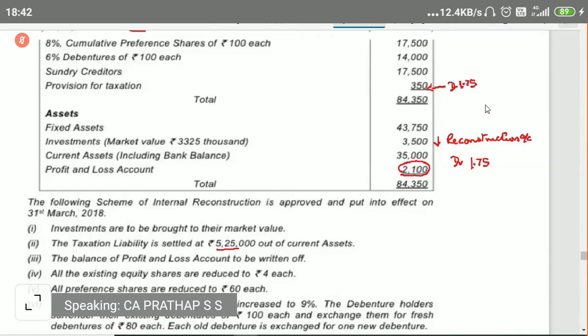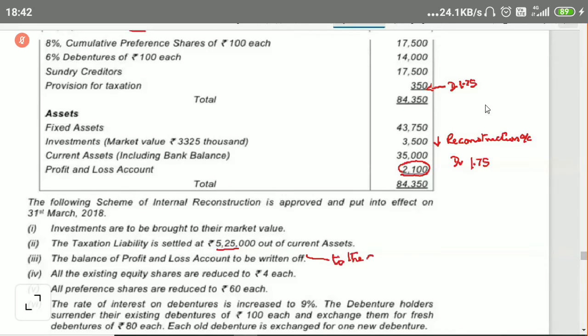Very beautiful. The balance of profit and loss is to be written off. It will be written off always to the debit of which account, sir? Reconstruction. All existing equity shares to be reduced to rupees 4.